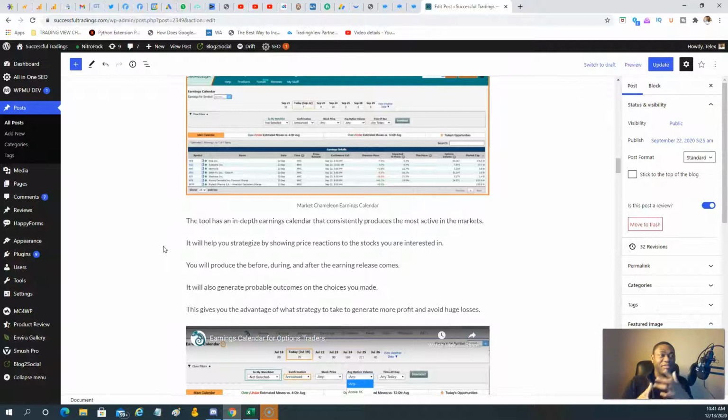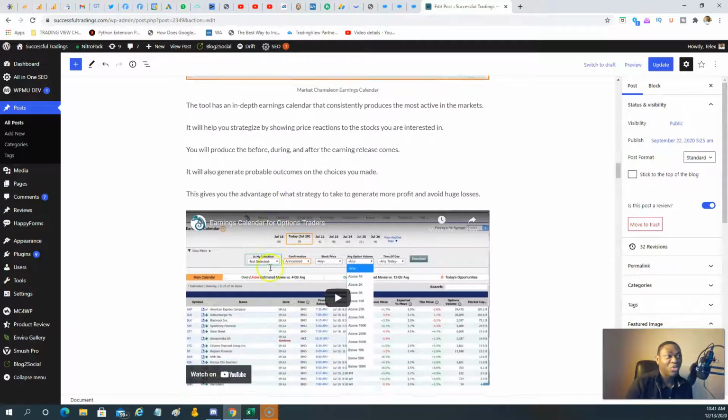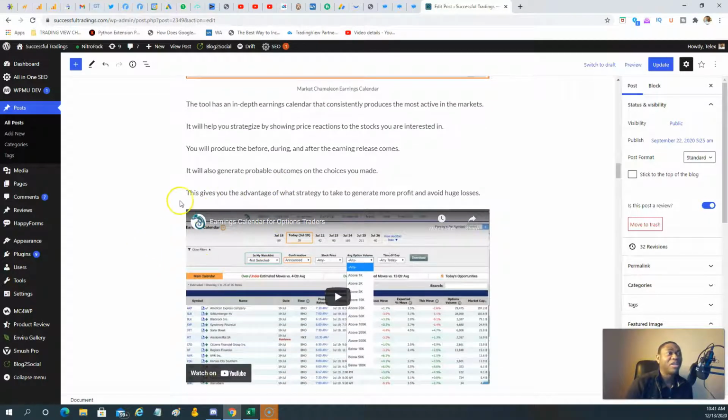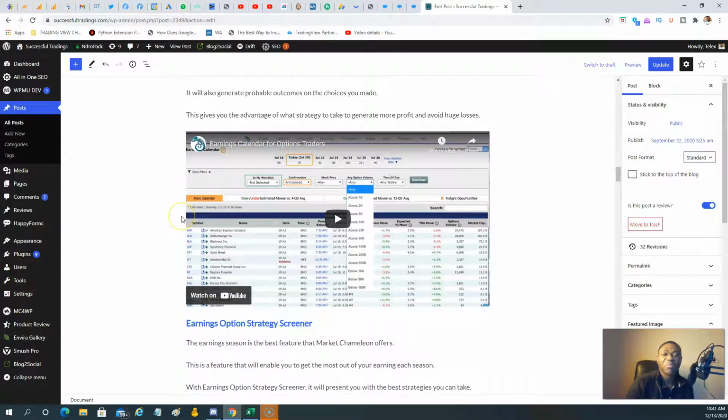It's just that the number of companies reporting outside of those 4 time periods that I gave you is much smaller. So in that case, this feature will help you plan accordingly which specific option trade you want to focus on as part of earnings.